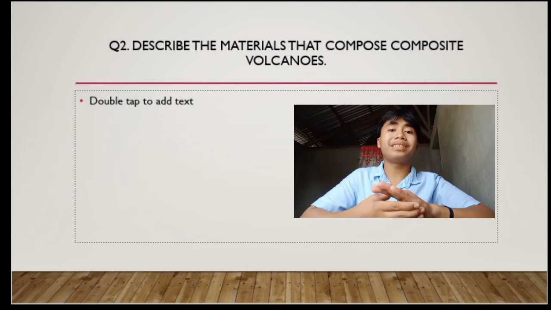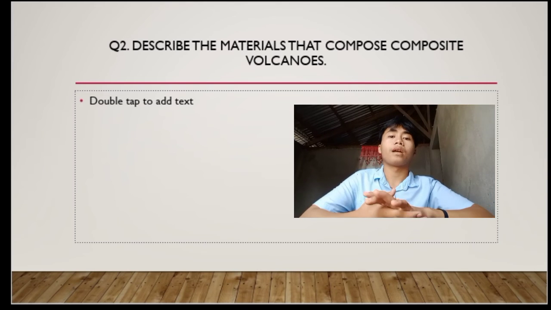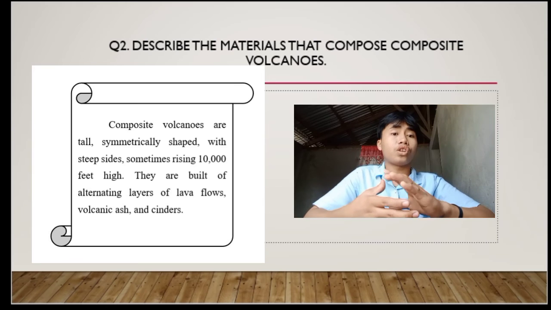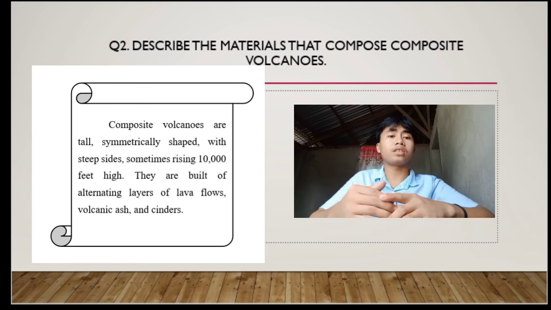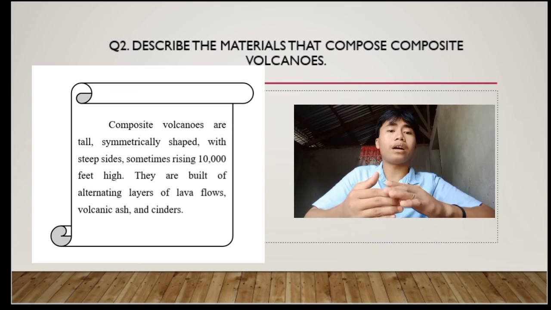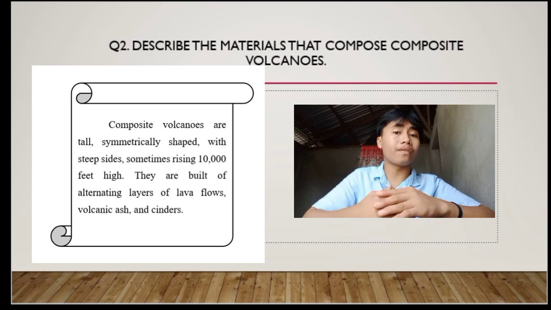Number two, describe the materials that compose composite volcanoes. Composite volcanoes are tall, symmetrically shaped, and have steep sides, sometimes rising 10,000 feet high. They are built of alternating layers of lava flows, volcanic ash, and cinders.